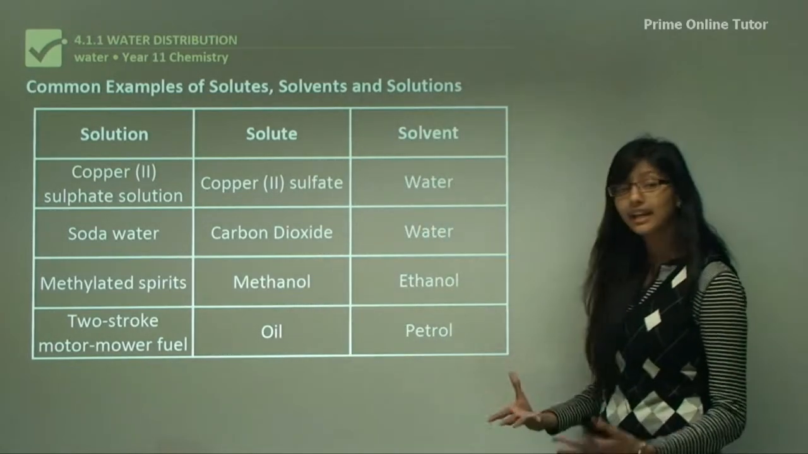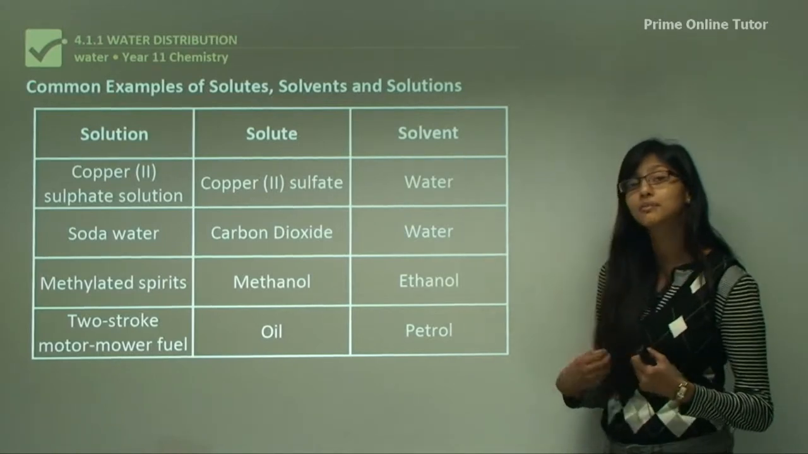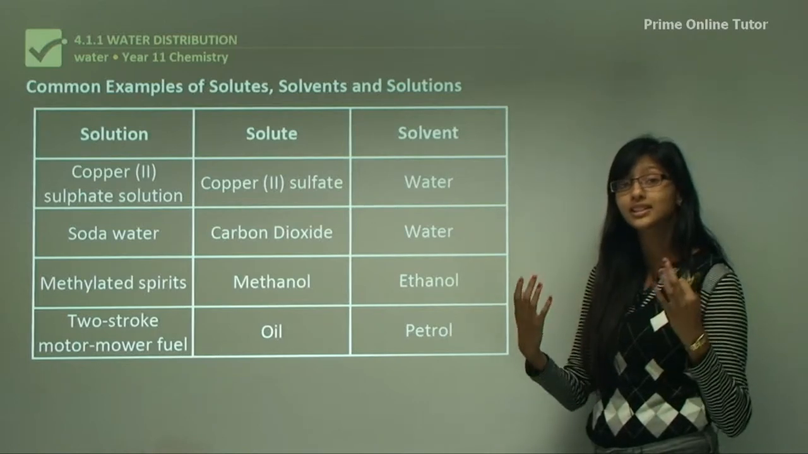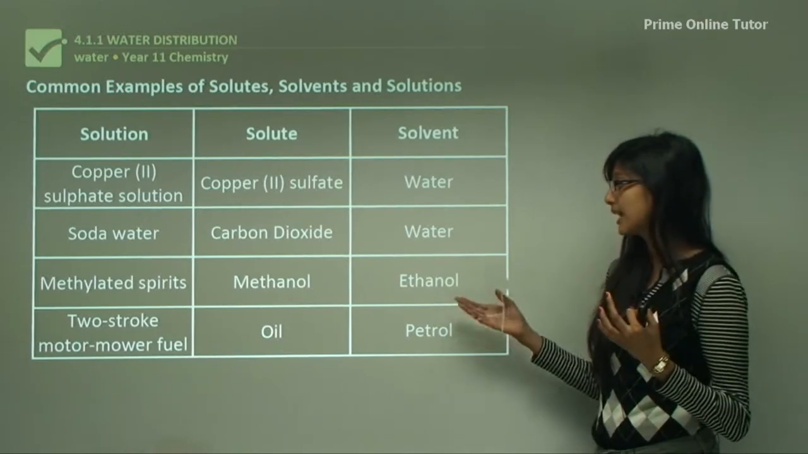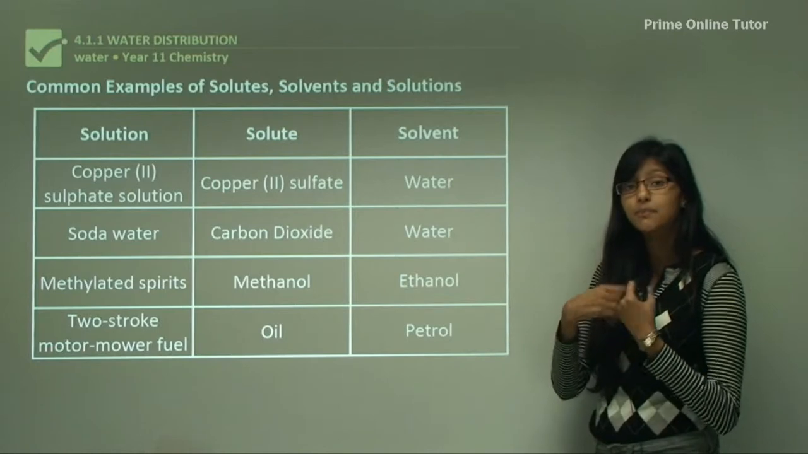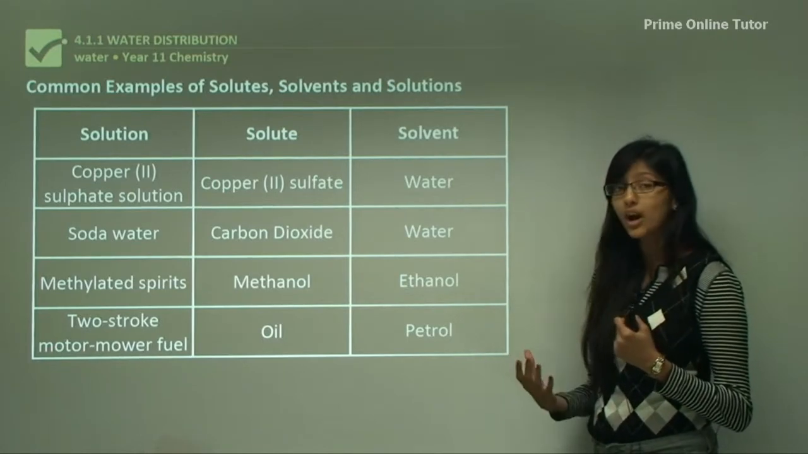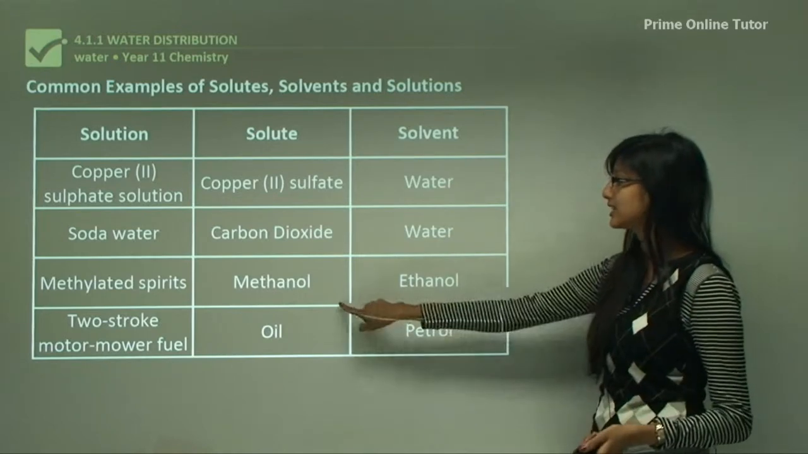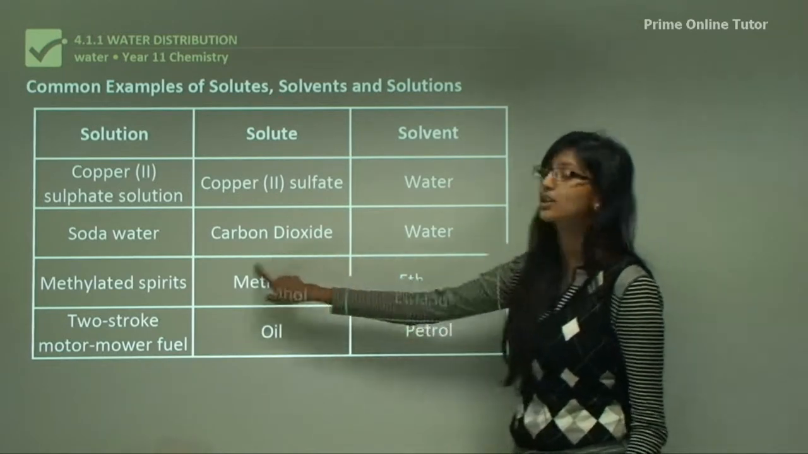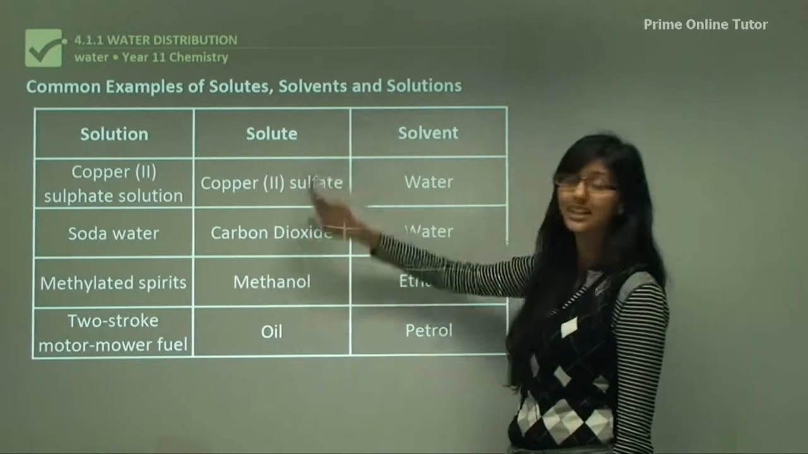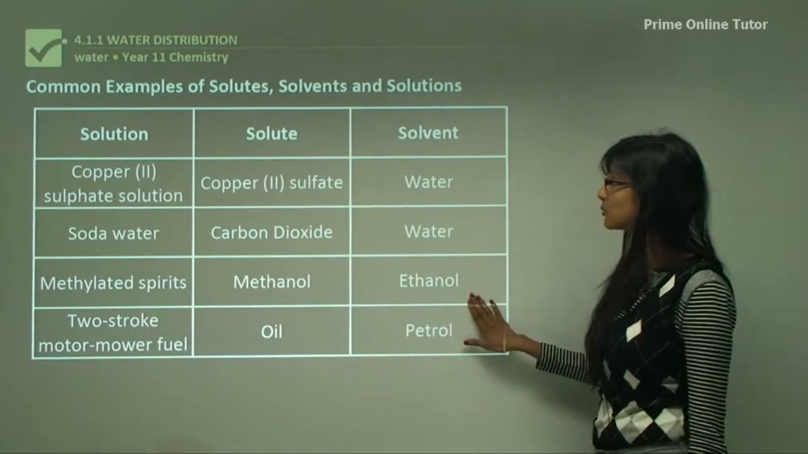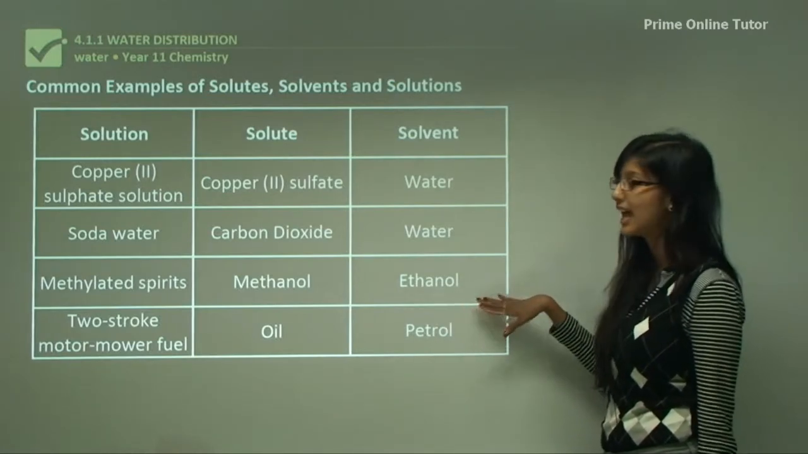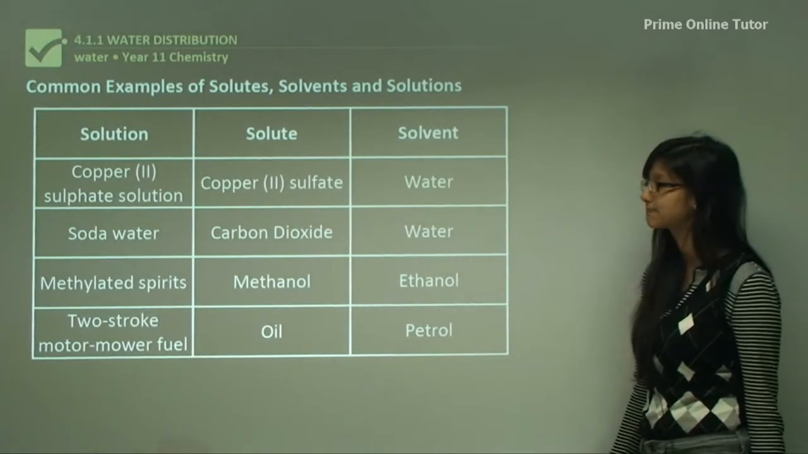And again, just to emphasize the point, when you mix two substances together, and they both have the same physical state, for example, if ethanol and methanol were mixed together and both of them are liquid, the one that is present in less amount is the solute. So in this example, methanol will be found in less amount, so methanol is the solute, and ethanol will be present in more amount in your solution because it is our solvent, and together you get methylated spirits.